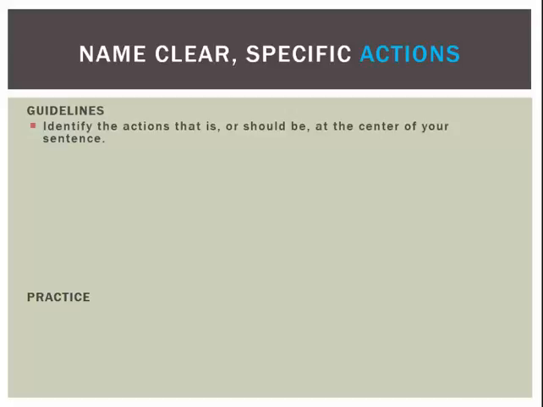So the first thing to do is to identify the possible actions that could be at the center of your sentence. In other words, find all the possible actions in that sentence, wherever they might be. We always have options when we're putting together a sentence, and we just want to identify what our different options are.